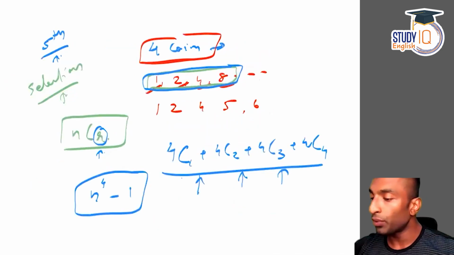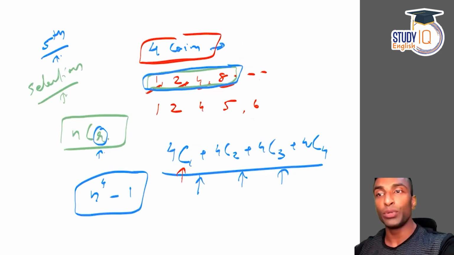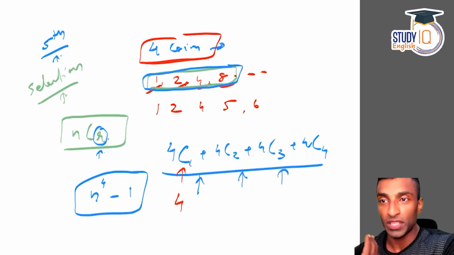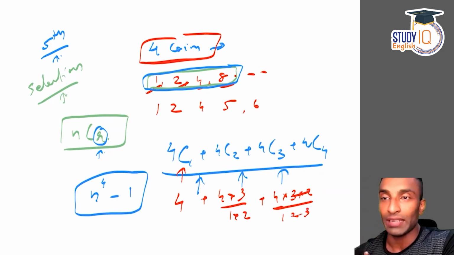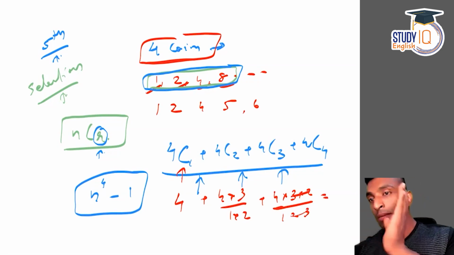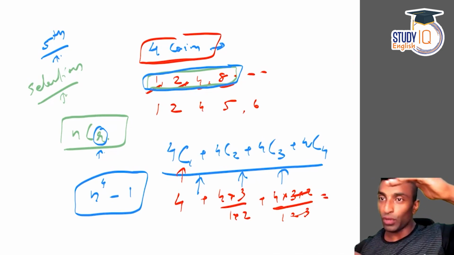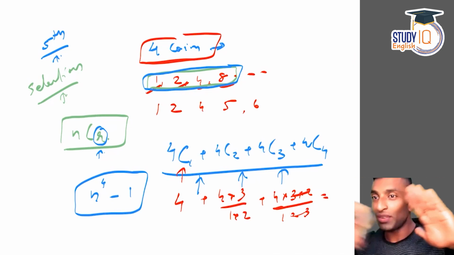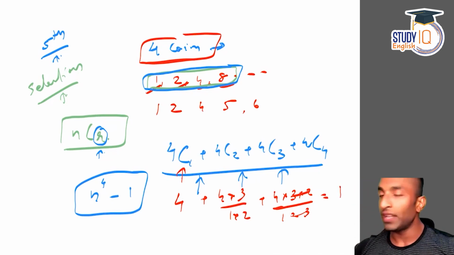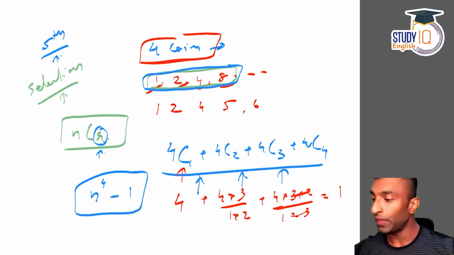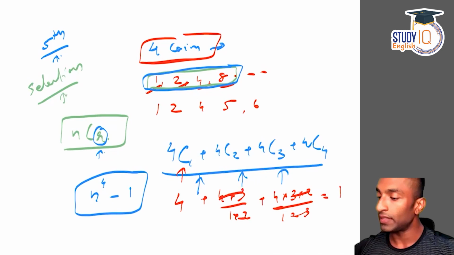So what will you do here? 4C1. How will you do that? That is actually 4. 4C1 is 4. 4C2 is 4 into 3 divided by 1 into 2. 4C3 is 4 into 3 into 2, because 3 terms, divided by 1, 2, 3. So this 3 and 2 will get cancelled out anyway. Then 4C4, that is 4 previous terms: 4, 3, 2, 1 divided by 1, 2, 3, 4. So everything will get cancelled out. So it is 1. Now, what is 4 multiplied by 3? That is 12. 12 divided by 2 is going to be 6.